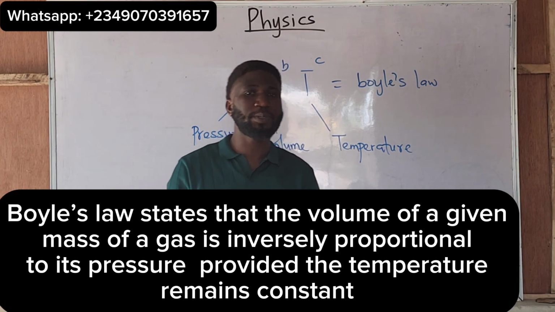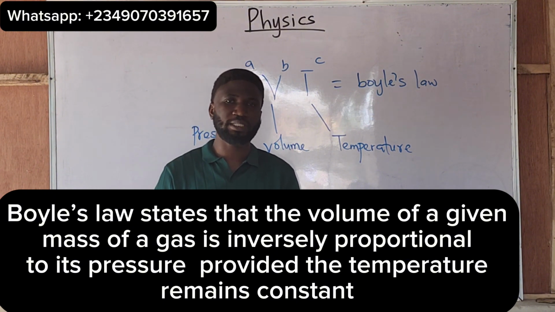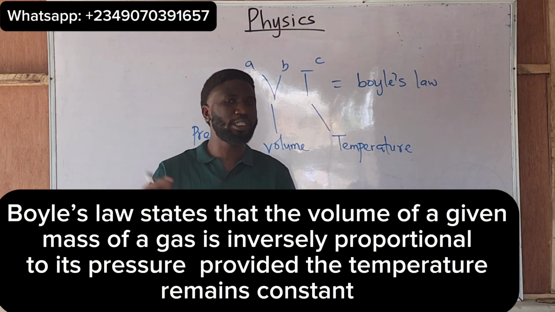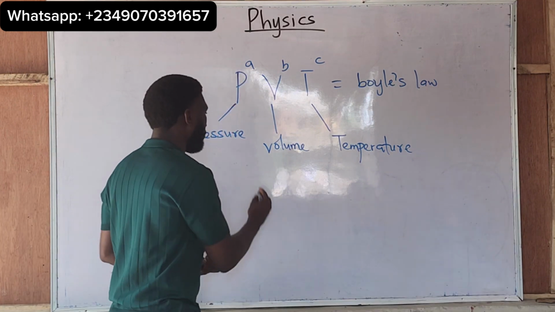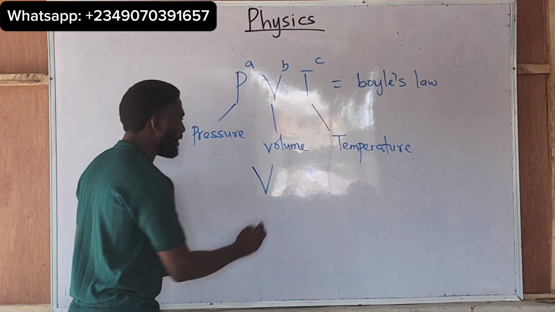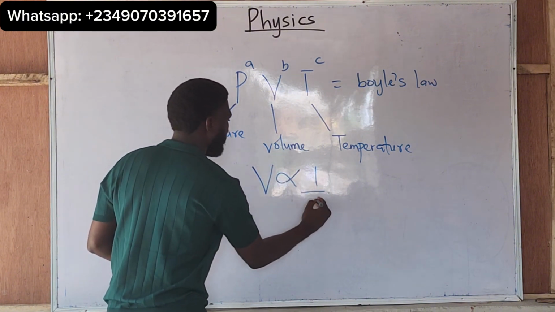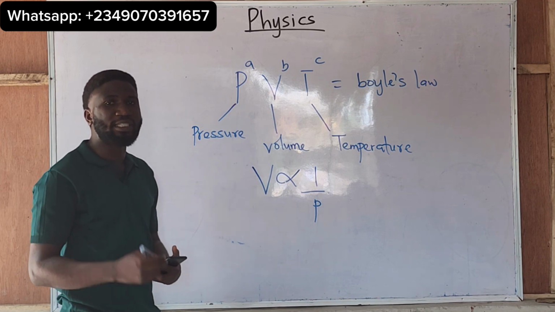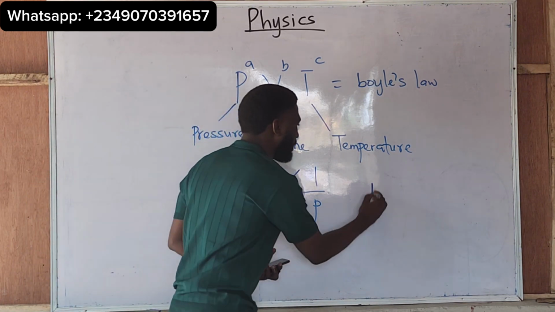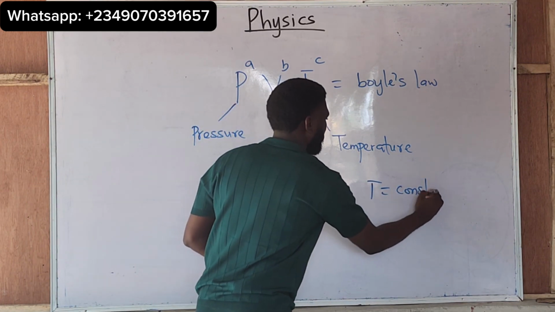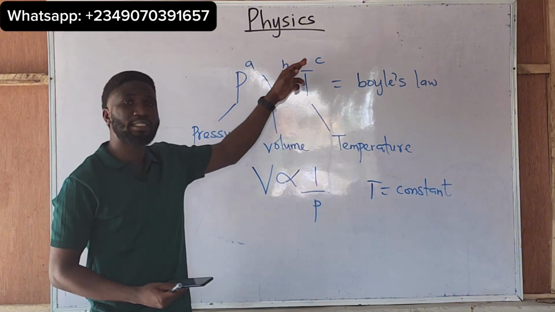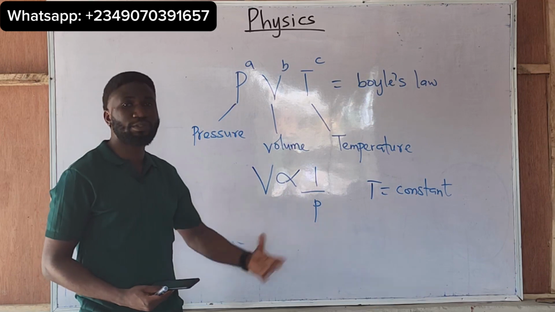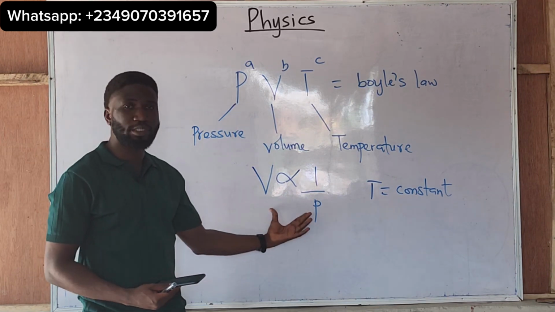Boyle's law states that the volume of a given mass of a gas is inversely proportional to its pressure, provided the temperature remains constant. Mathematically, we have volume to be inversely proportional to its pressure, provided that the temperature remains constant. So T is constant. Because for us to get A, B and C, we need to know the mathematical expression. So this has been gotten.